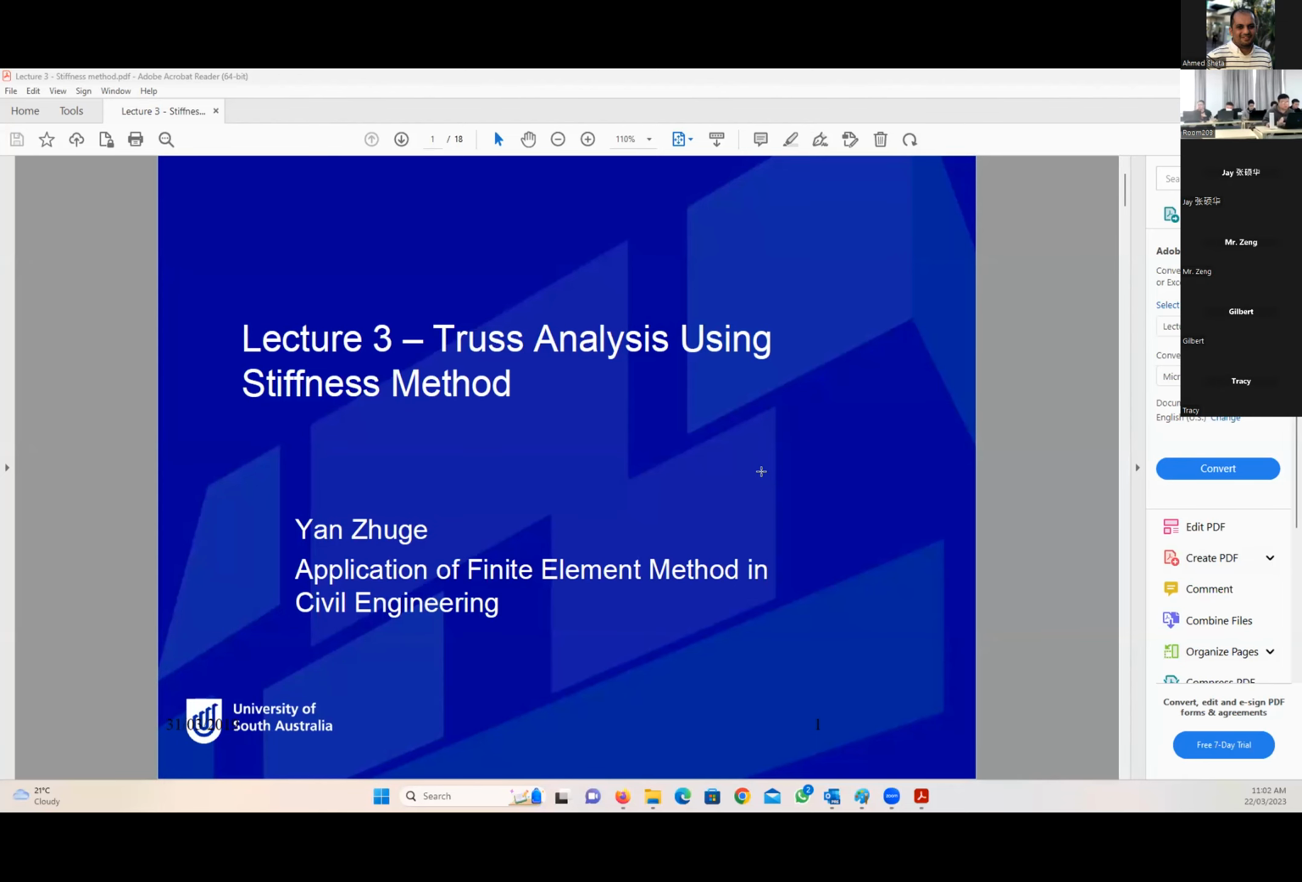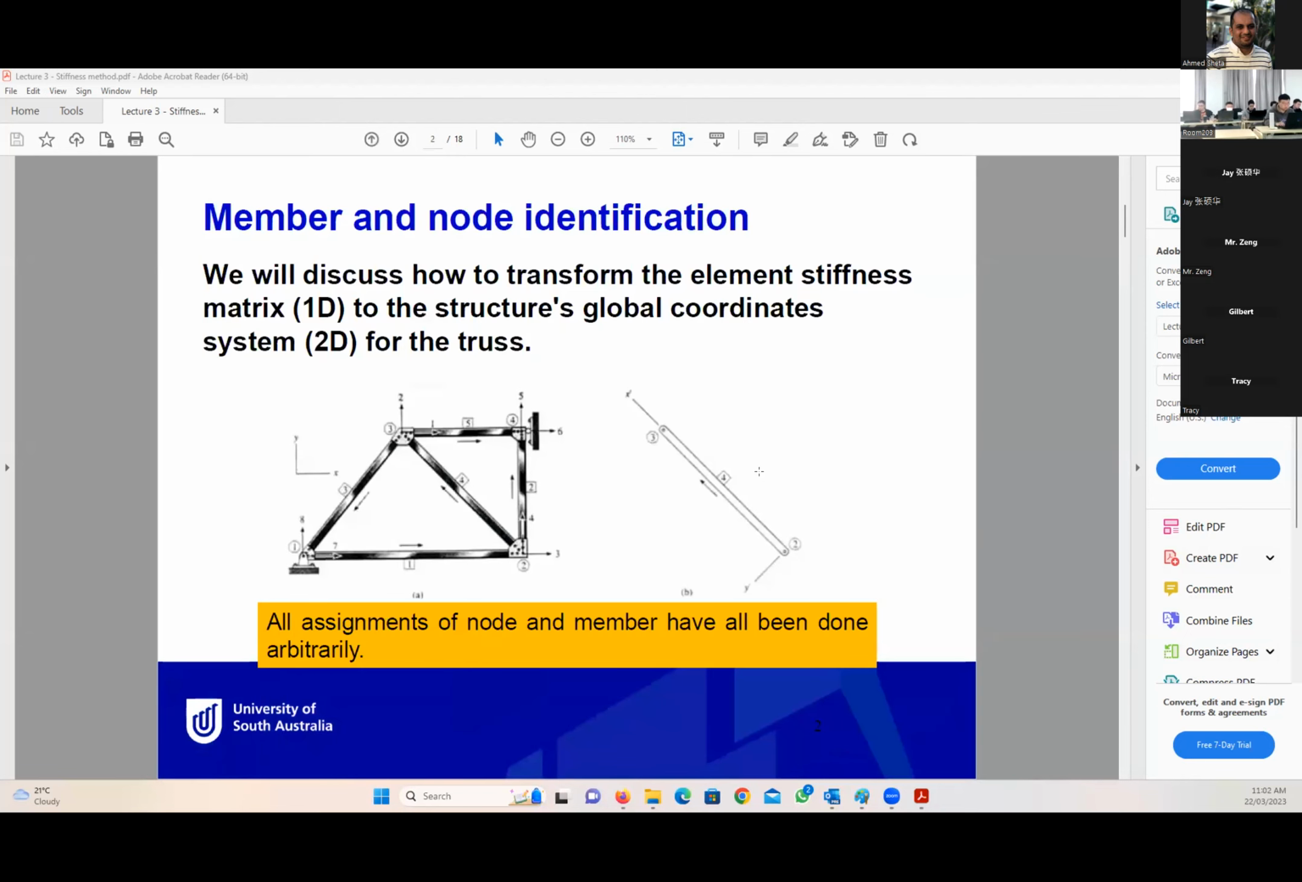Okay, so for today, we are talking about the structure analysis of trusses using stiffness methods. Here is a sample truss, an example of a truss, which consists of 5 members. As you can see on the truss, there is some numbering of the members and numbering of nodes.